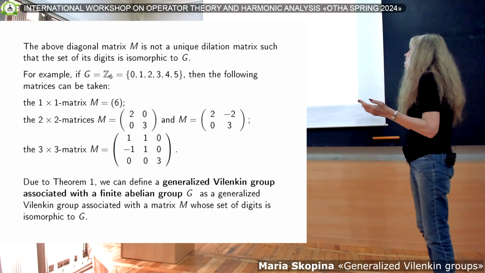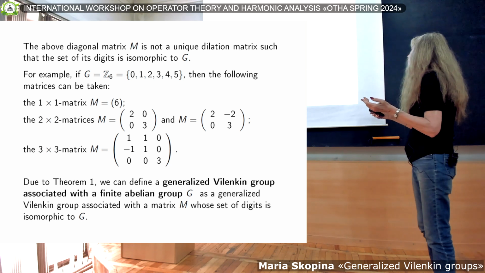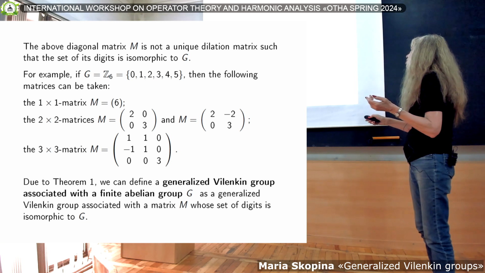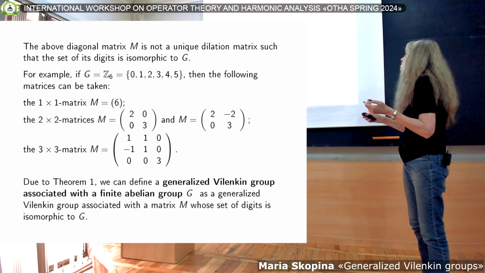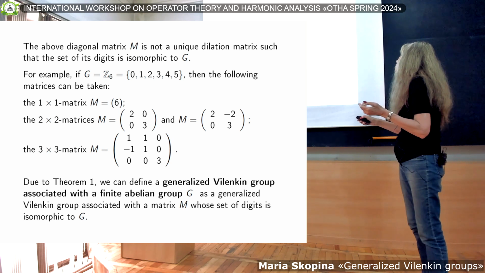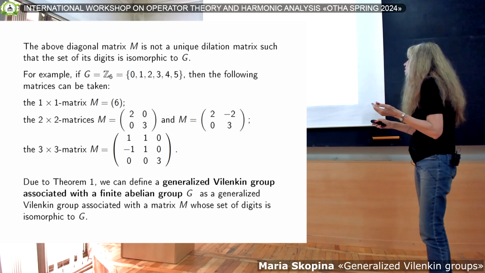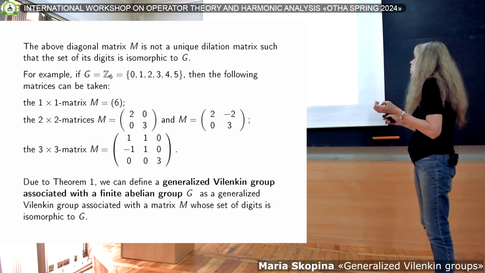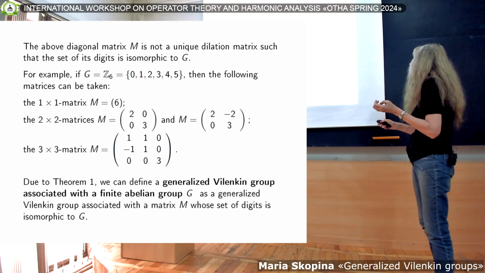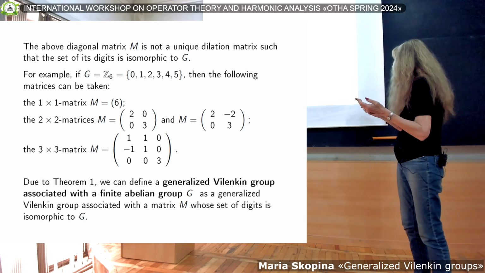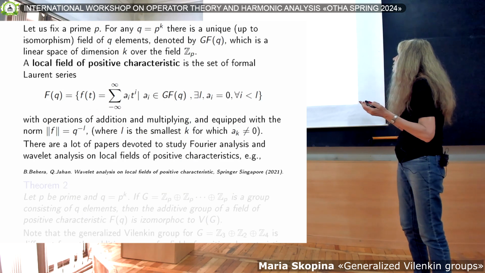Of course, one-dimensional M is 6, but it's possible to take this one or this one of order 2. Also, it's possible to take a matrix of 3 times 3. All of them are appropriate. Due to this theorem, we can define a generalized Vilenkin group associated with a finite abelian group G as a generalized Vilenkin group associated with a matrix M whose set of digits is isomorphic to G. We know now that it is always possible in different ways.